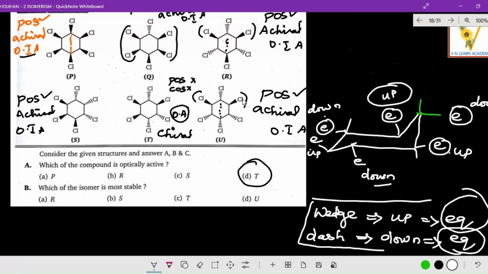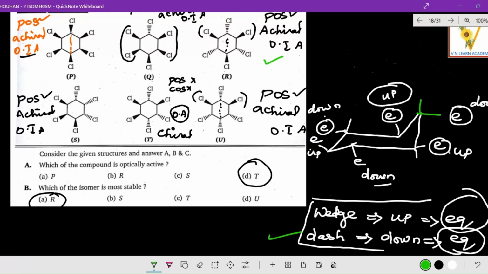So which is the correct option? Option R, for which isomer is most stable. R isomer is most stable. Why? Because it is alternating. Easily we can identify wedge dash wedge dash. Here also alternating, down up down up down up. So please remember this rule and the alternating point, and you can easily identify. Hope you got the clarity.